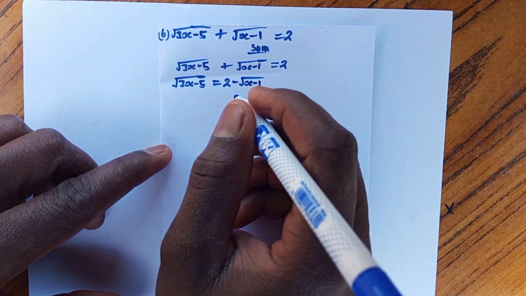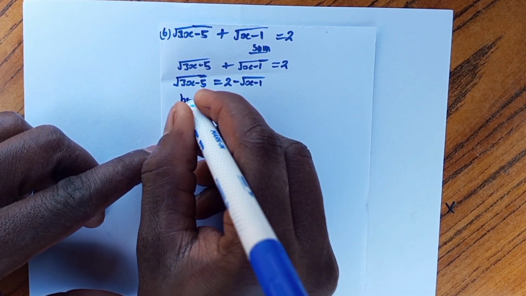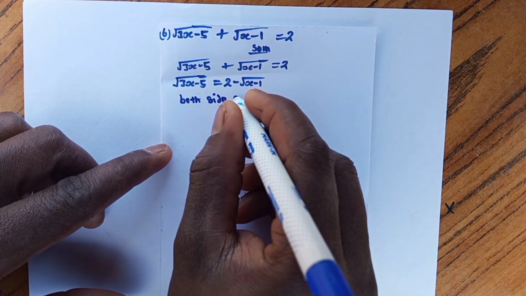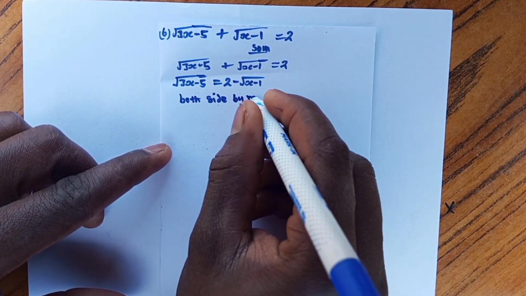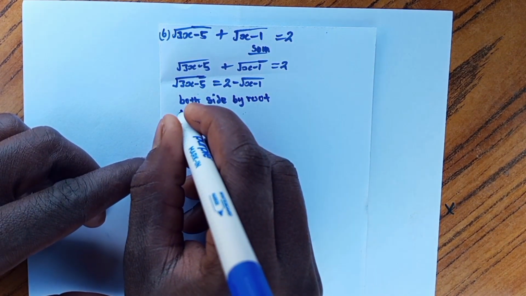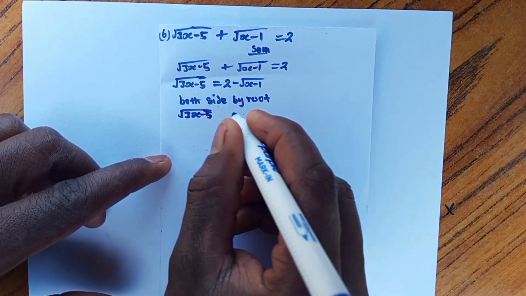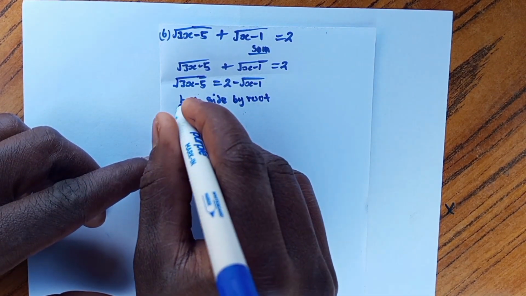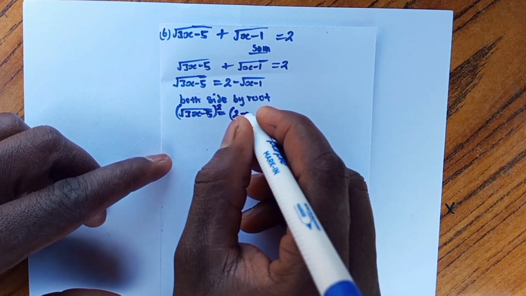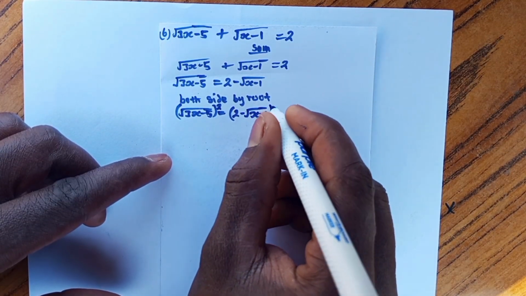So our next step, what we are going to do, we are going to square both sides. You see, both sides by root. So we say root 3x minus 5, both sides by root. You see bracket open, 2 minus root x minus 1, both sides by root.